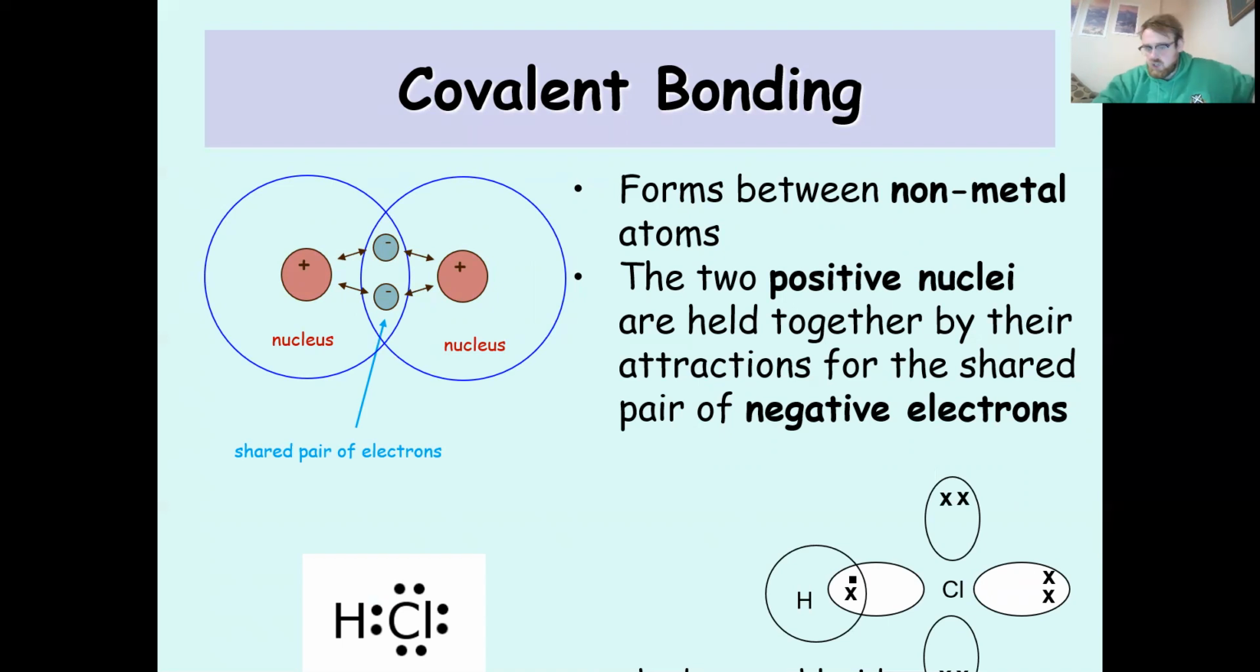So for example, hydrogen chloride. You've got your hydrogen here and your chlorine here. Chlorine already has 7 electrons. It only needs 1 to get a full outer shell of electrons. Hydrogen has 1 electron. It needs 1 to get a full outer shell because it's only its first energy level, so it only needs 2 to get a full outer shell. Okay.